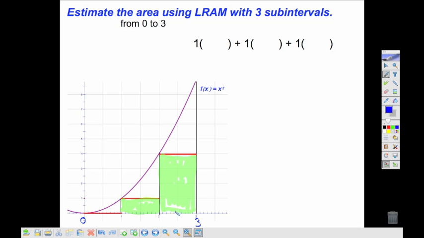Now we should notice that this is going to be a huge underestimate. There's a lot of area that's not getting counted here, but we're looking more at the method right now. So we'll use the 0 as the left side of the first one.